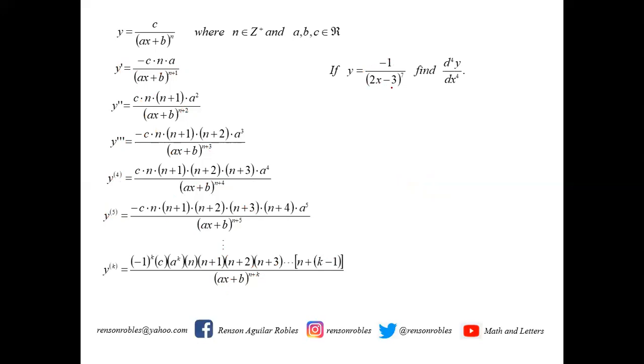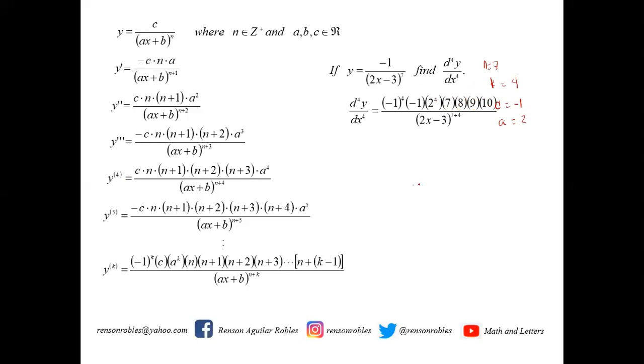negative 1 all over 2x minus 3 to the 7th power, and if we want to look for the fourth derivative of y in terms of x, so here we notice that n is equal to 7, and then k is equal to 4, and that your c is equal to negative 1. And you take note that the derivative of 2x minus 3, that is a, is equal to 2. So we have the fourth derivative of y in terms of x is negative 1 to the fourth power times c, that's negative 1, times a, that's 2 to the fourth power, times 7, times 8, times 9, times 10.